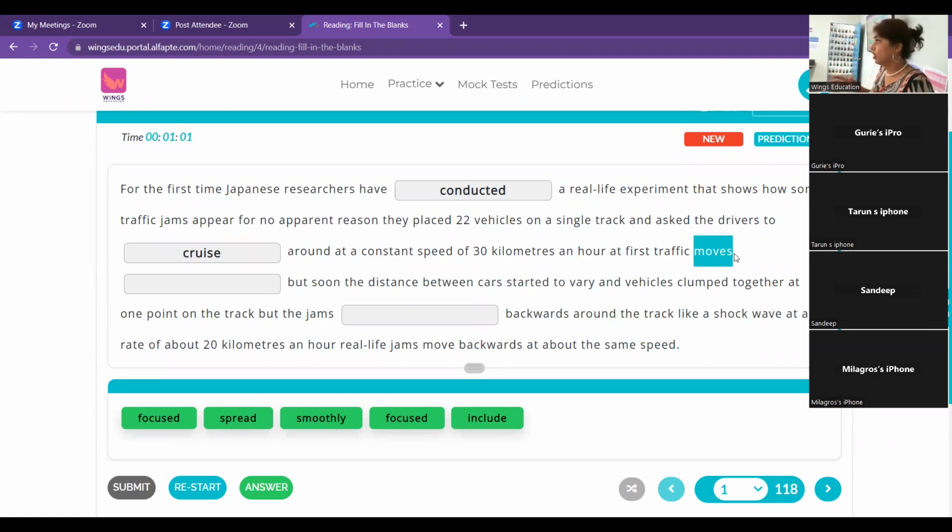Moves is a verb like walk. She walks slowly. She walks slowly. All right. So moves is a verb. With that, I need an adverb. Yes or no? Yes. Okay. What about next? The jams is something backwards.